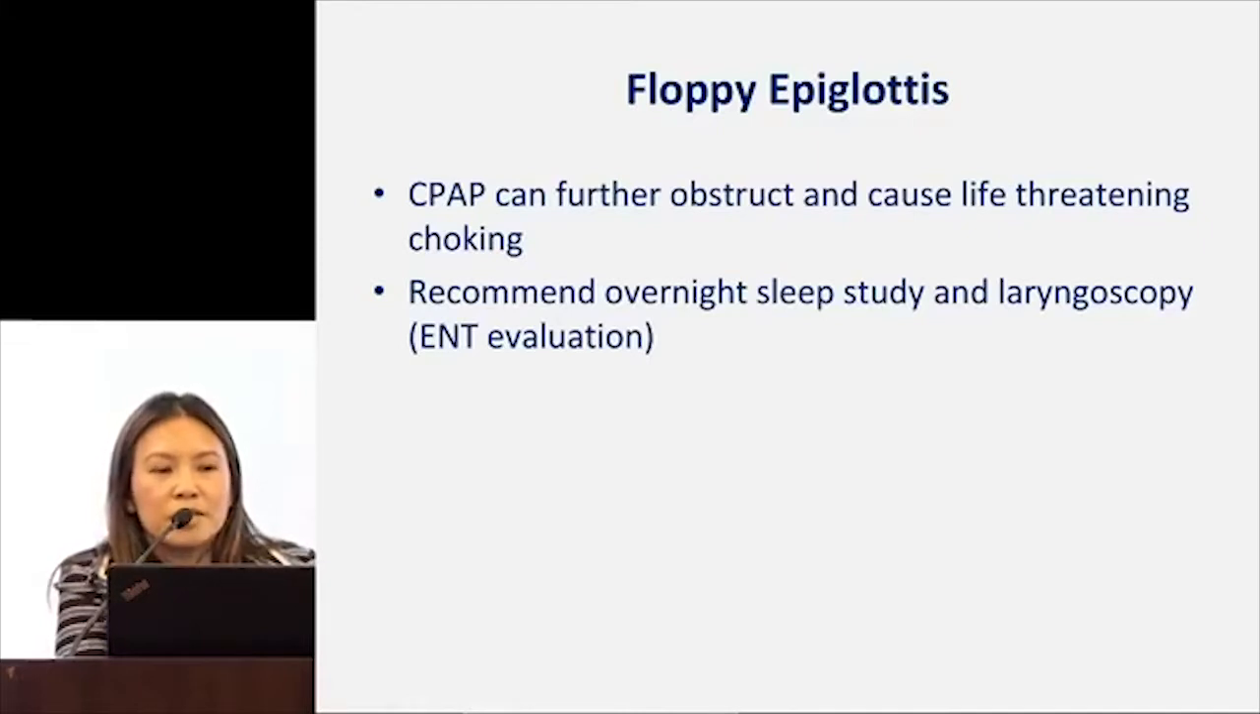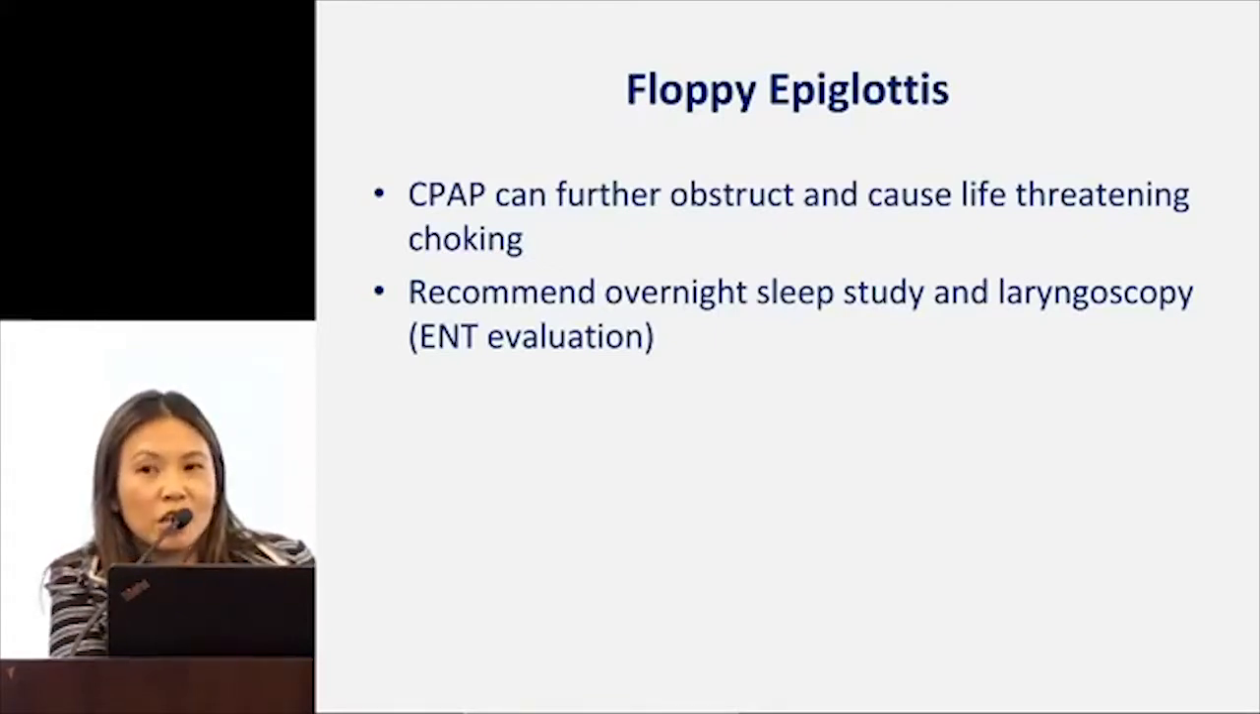So patients can actually die acutely from CPAP if this is happening. When I suspect a floppy epiglottis, this is where the overnight sleep study is helpful, because it can help me determine obstruction. I almost always, when there's any evidence of hoarseness or shortness of breath or vocal cord problems, call in my ENT colleagues for the evaluation, because they can do the scope and look at the vocal cords in detail.